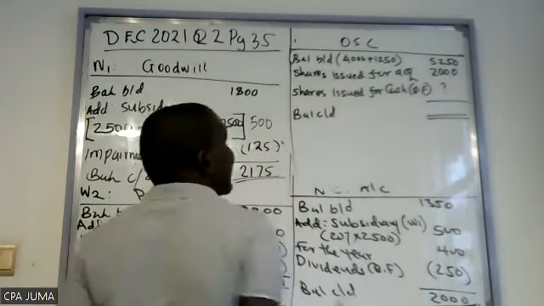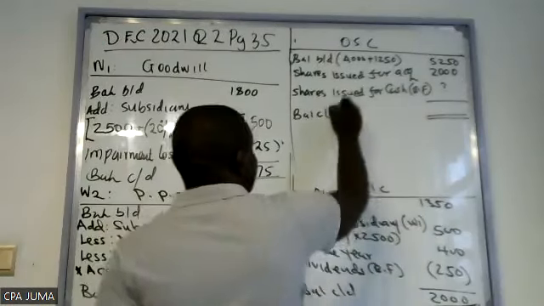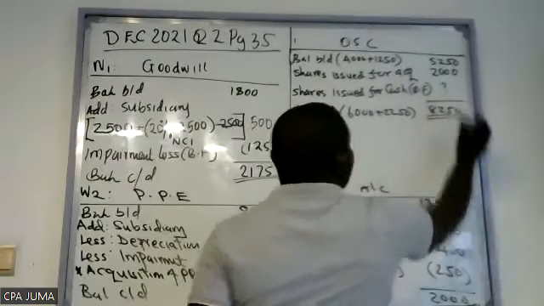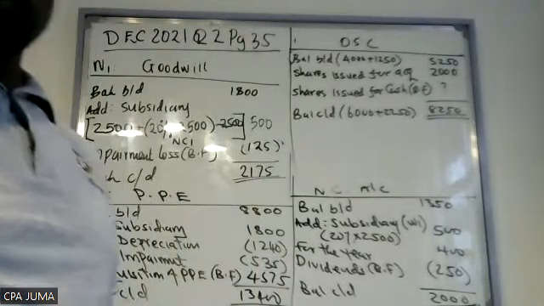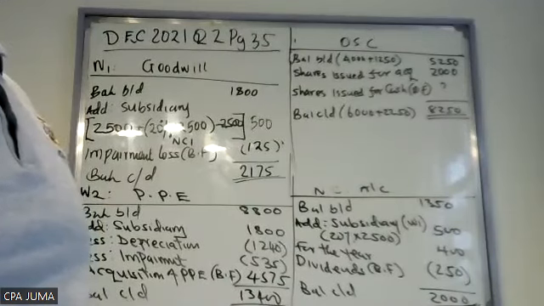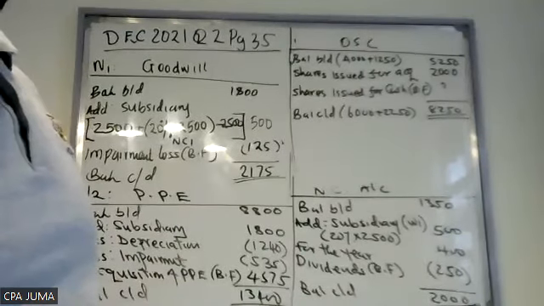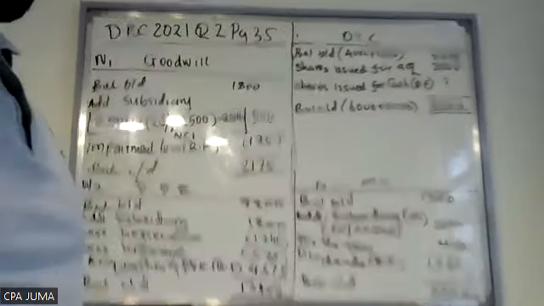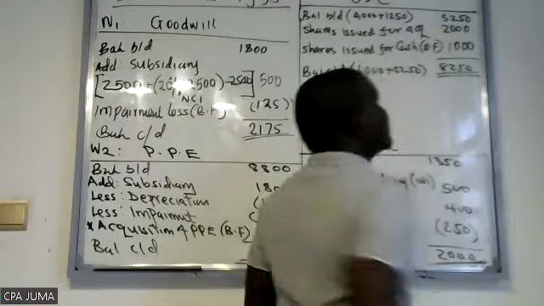So you compare with the balance carried down. Balance carried down is going to be 60 plus 22.50, which should give you 82.50. Is there anything which was issued for cash? Yes. How much? 1,000. So issued for cash, 1,000.